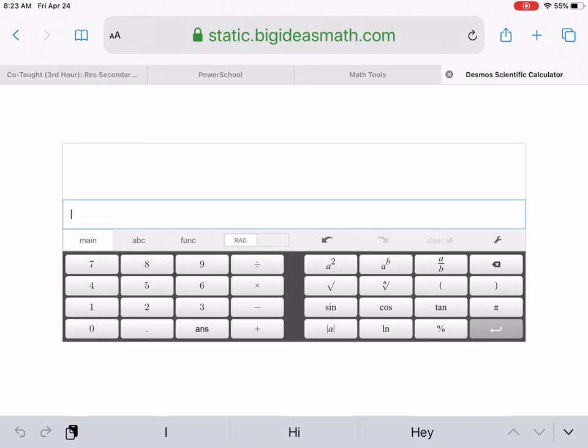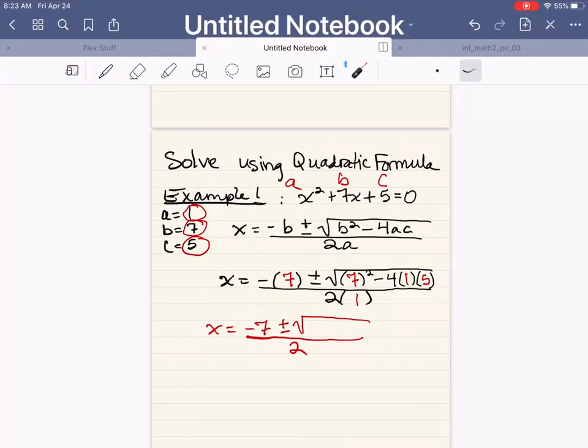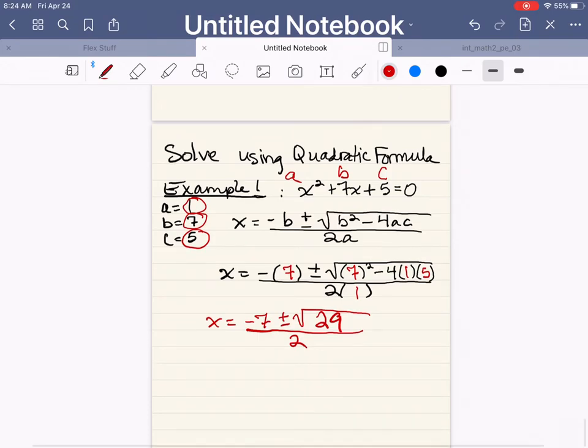Okay, so we're going to type in parenthesis 7 close parenthesis squared. This is exactly how I have it typed. See how I did not type the radical, just what's underneath. Then minus 4, then parenthesis a, which is 1, close parenthesis, open parenthesis c, which is 5. And it gives us, I like this calculator because you don't have to push enter, it just gives us our answer. It's 29. So that's our discriminant. If the discriminant is positive, that means we're going to have 2 solutions.